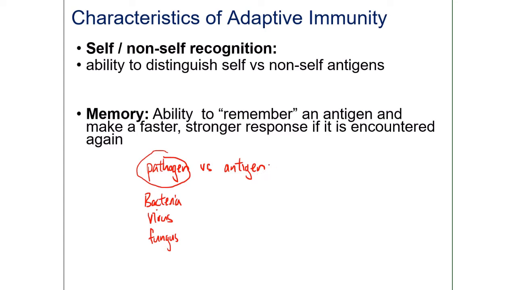And antigens are not necessarily bad. Antigens are just molecules that are found on the surface of a cell. So you remember your cells have antigens. In fact, your red cells have antigens that determine your blood type. So it's not a bad thing. It's just something that we all have. All cells have it. So bacteria, virus, and fungus, they also have antigens.